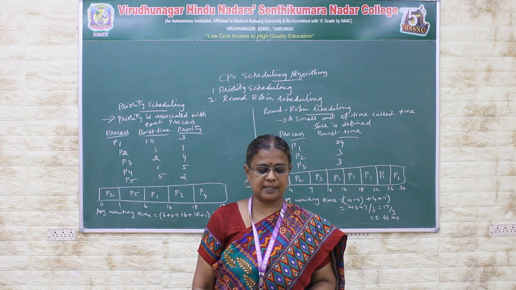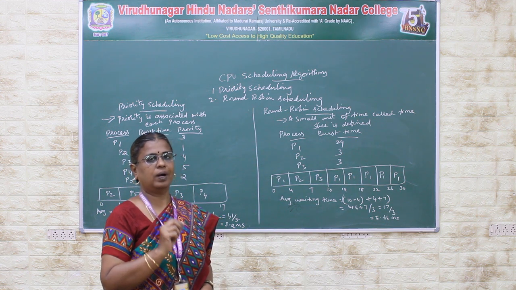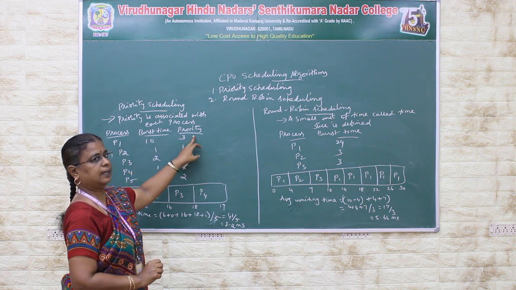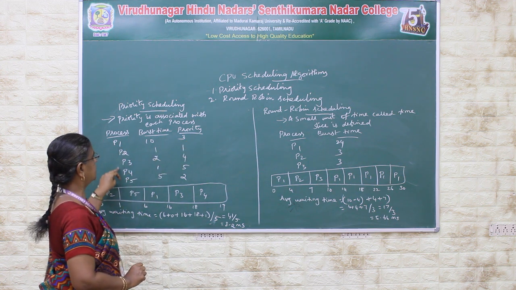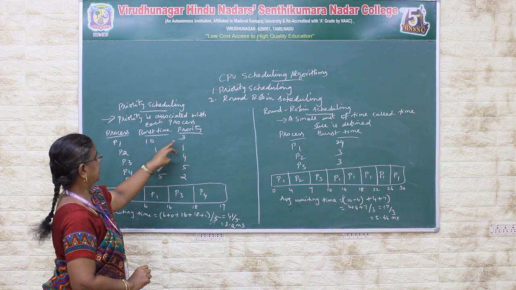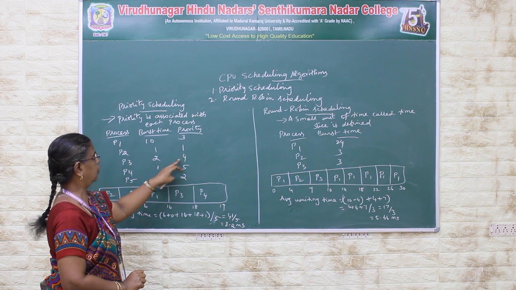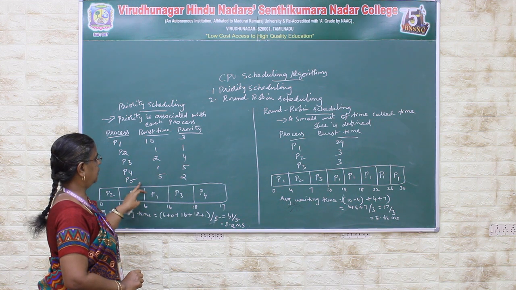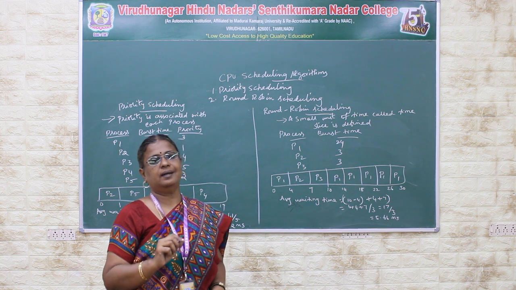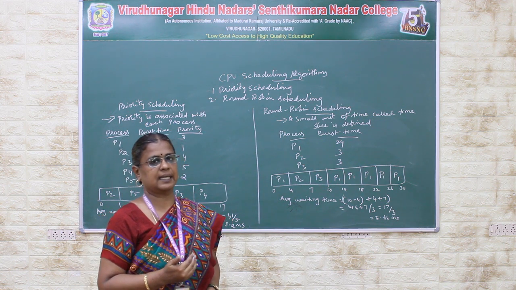Now let us see one example. Here the priority numbers are assigned from 1 to 7. We have the process burst time and the priority level. There are 5 processes: P1, P2, P3, P4, P5. P1 has priority 3, P2 has priority 1, P3 has priority 4, P4 has priority 5, P5 has priority 2. The priority with number 1 is the highest priority, and the other priority levels decrease from there.